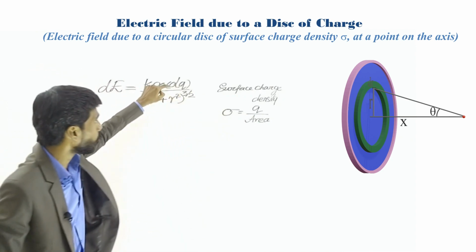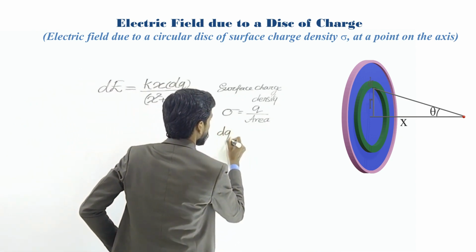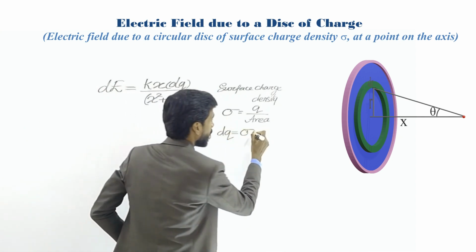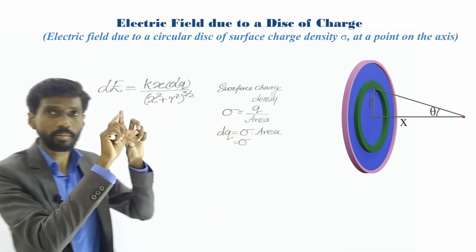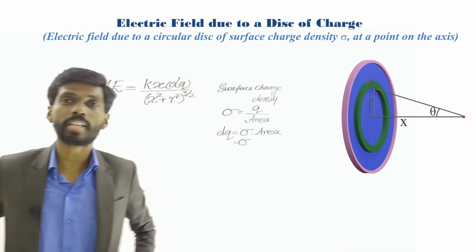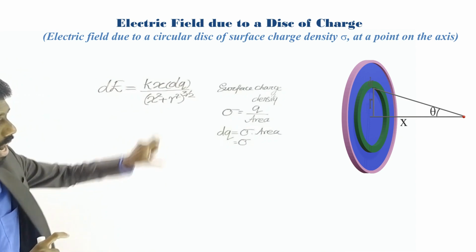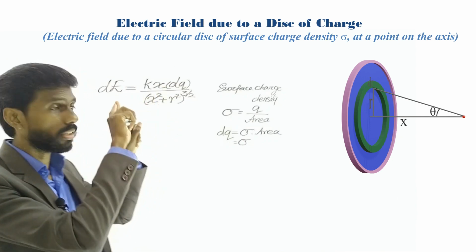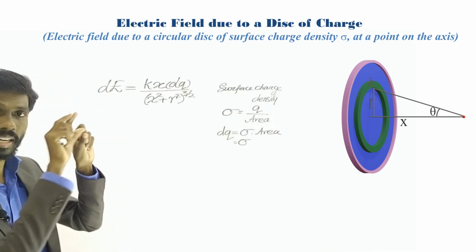So now you tell me what is dq? dq is the surface charge density multiplied by area. But what is the area of that ring? That small portion has some thickness, right? dr. So what is the area? We can use the area of the circle. The outer radius of the circle is r plus dr, and the inner radius is r. So you find the area of the outer portion minus the area of the inner portion. That will give you the area of that thickness.